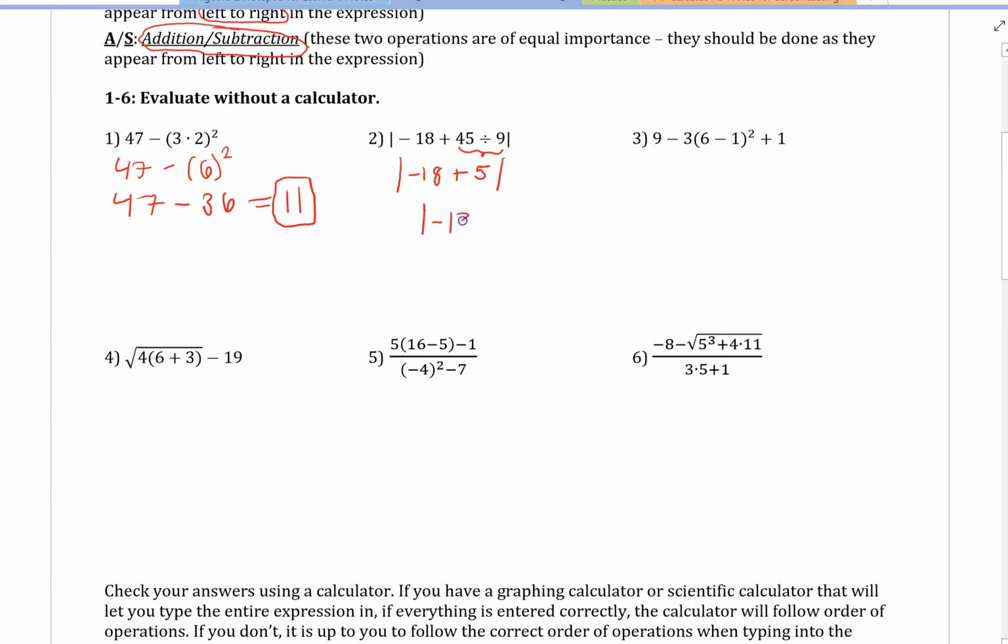So I get negative 13 when I add negative 18 and 5, and then I apply absolute value, and then my final answer is positive 13.